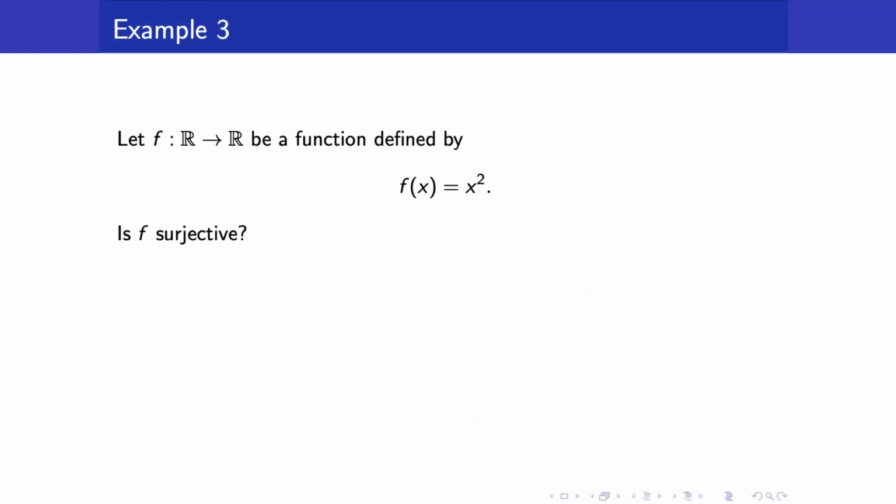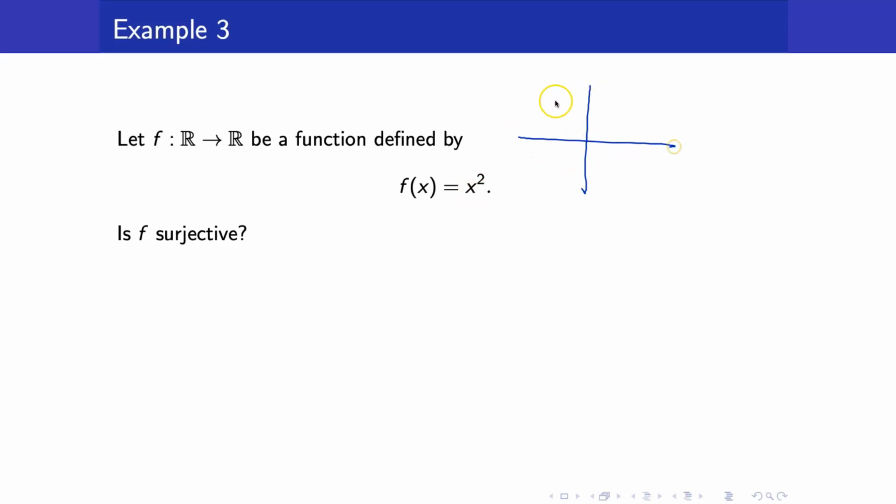Next, suppose that we have this one. This is again the function that we also discussed in the previous video lecture, f of x equals x squared. Is this function surjective? Are all the elements in the set of reals the image of some element in the set of reals? No, right?